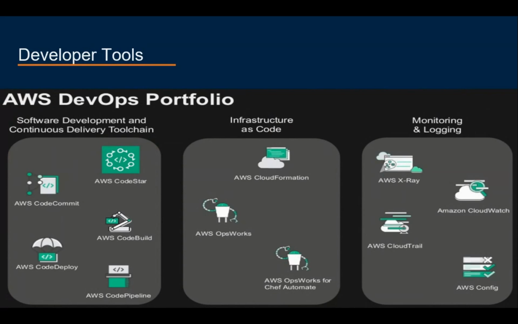AWS Lambda, we just learned about that. There is EC2 container services, other platform as services like Beanstalk, X-Ray, CloudTrail, Config. So these are all the services that one as a developer would need to properly manage the code in a pipeline. These are categorized as software development and continuous delivery tool chain. Then the infrastructure as a code, which is handled by AWS CloudFormation and OpsWorks, and the monitoring component.